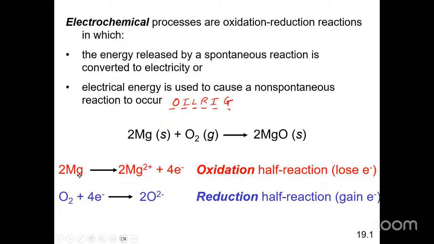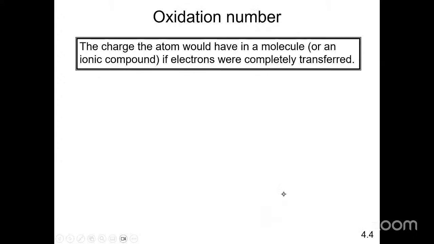This first equation would be oxidation because the magnesium is losing electrons, and the second half equation would be the reduction half equation because the oxygen is gaining electrons. This is what happens in every redox reaction: something is losing electrons and another species is gaining electrons. This will be a bit of a review, especially if you have had me for Chem 1.